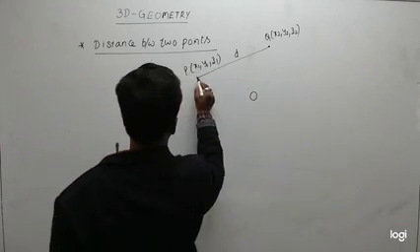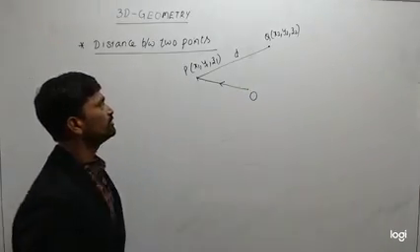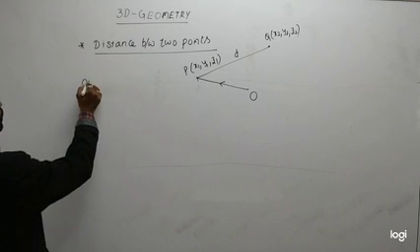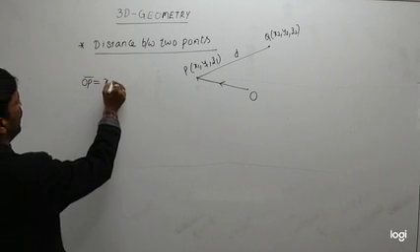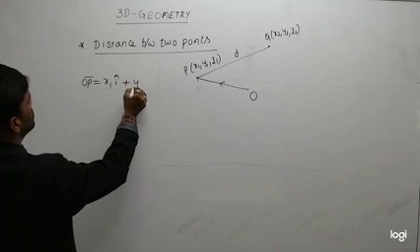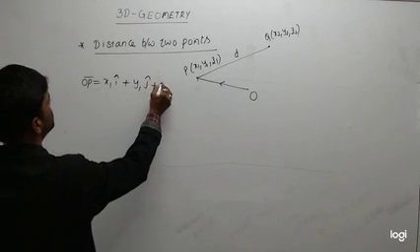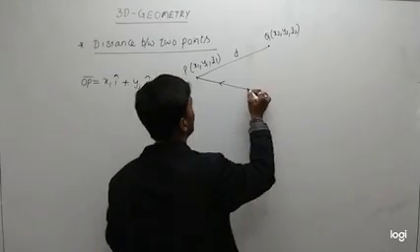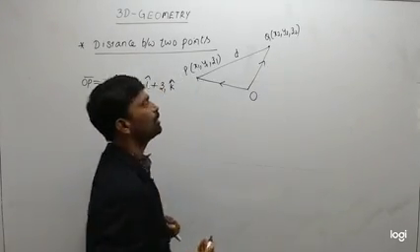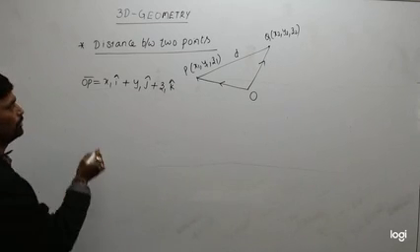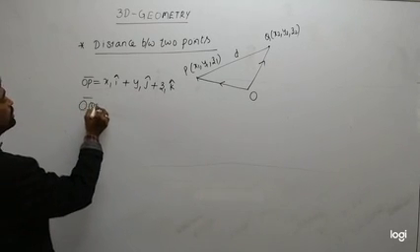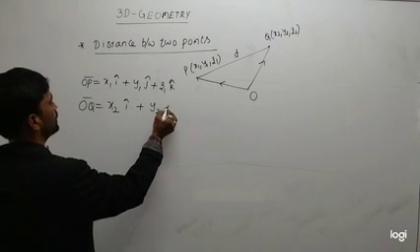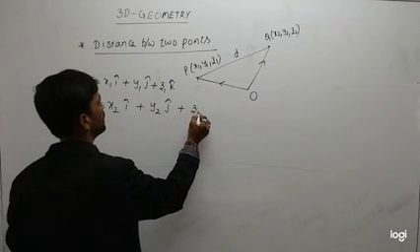Then OP bar becomes what? The position vector of P. Am I correct? The position vector of P, OP bar, is equal to x1 i cap plus y1 j cap plus z1 k cap. Similarly, join OQ bar. OQ bar is the position vector of Q, so OQ bar is equal to x2 i cap plus y2 j cap plus z2 k cap.